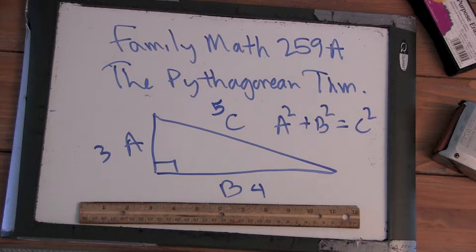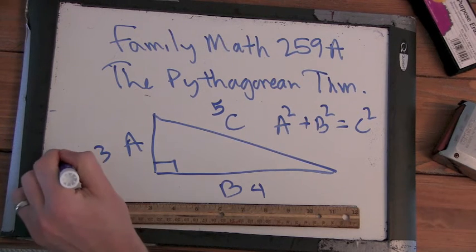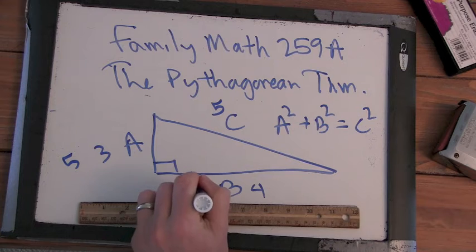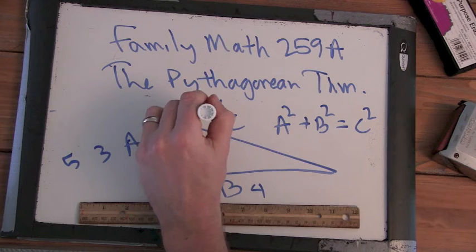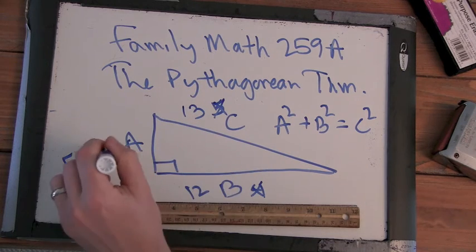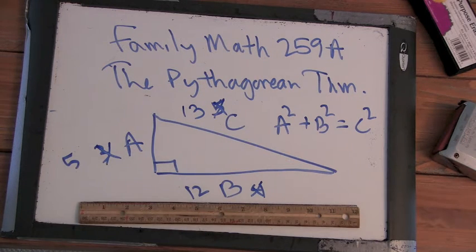What's another famous right triangle? Wasn't there a 5, 12, 17 triangle? 5, 12, 13. 5, 12, something. Let's see. So 5 squared is 25. 12 squared is 144. So what's 25 plus 144? It's 169. Okay. So it's 13 squared. So we got 5, 12, 13. That's good. Do you know any other ones?